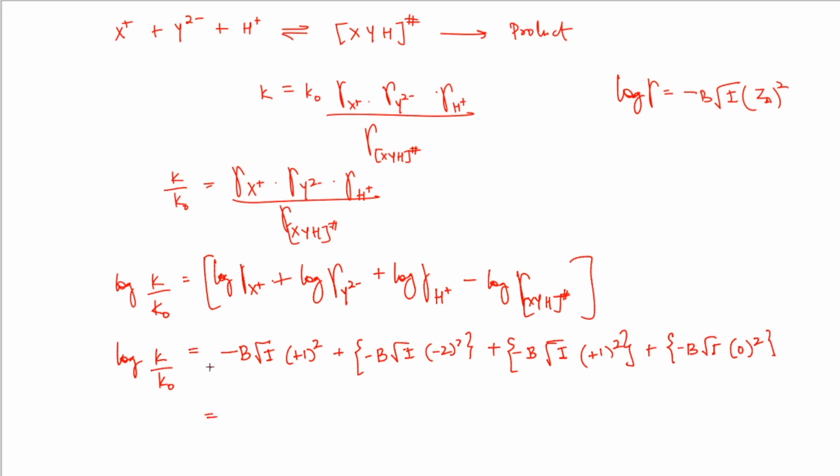Now if you take this minus b under root I common from all of them, this is going to become 1 plus 4 from here, right?